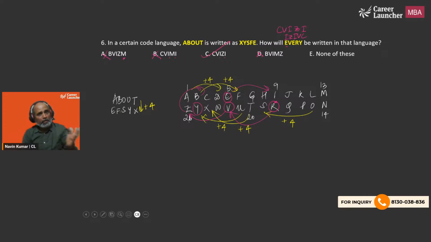You can see that in the previous problem as well as in this problem, any option which says none of these or none of the above, they are generally not the answers. Okay.